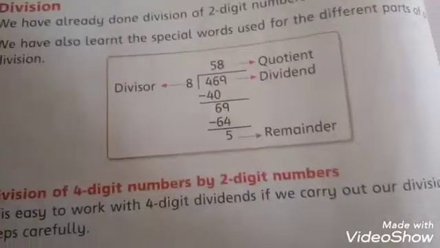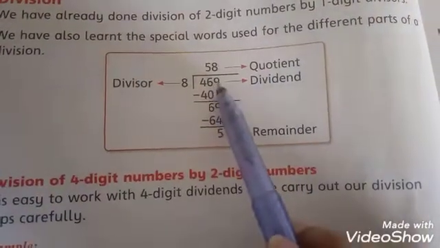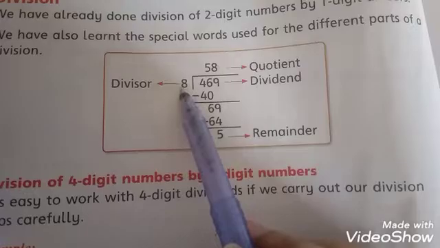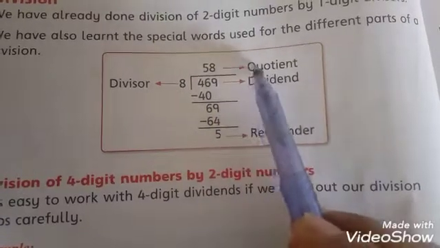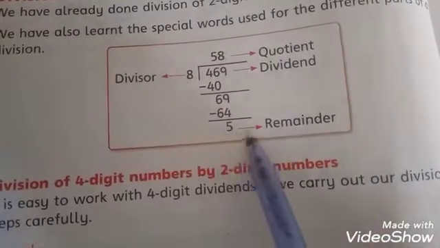Division. In division, this value is called the dividend and this one is the divisor, the answer is called the quotient, and the left value is called the remainder.